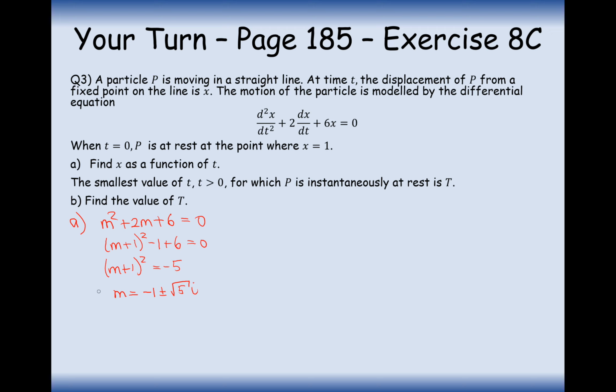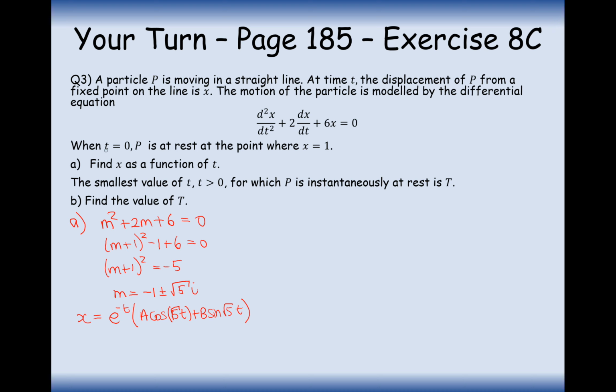Okay, so x is a function of t. So the first bit, the complementary function, is going to be e to the minus t, and then it's going to be a cos root 5t plus b sine root 5t. And it equals 0 on the right hand side, so there's no particular integral for this question here.